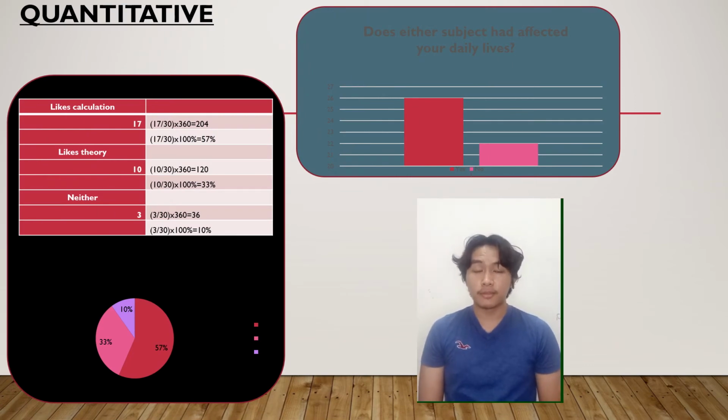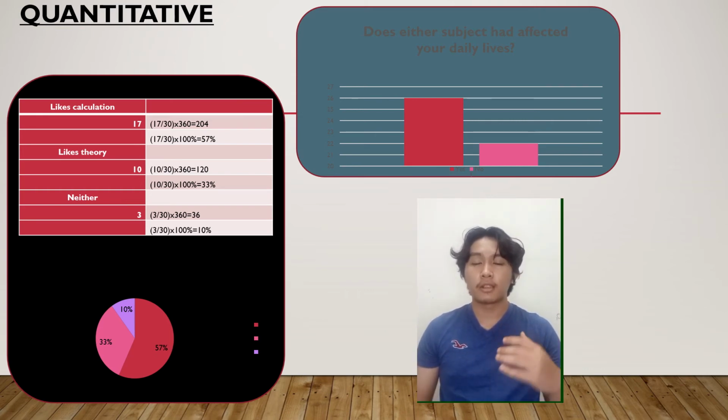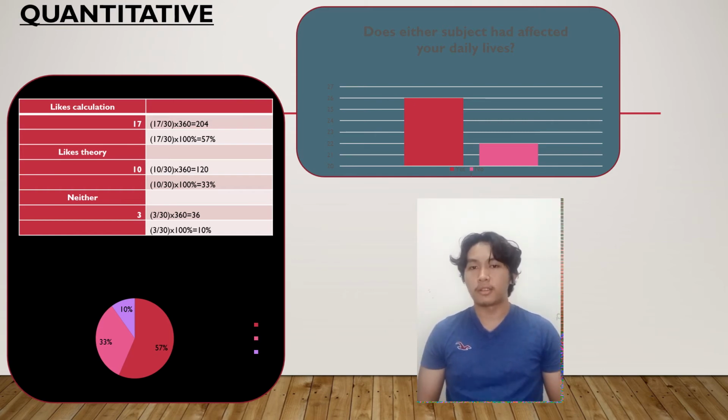Next, quantitative. The chart on the left is called a pie chart. For this chart, we use the question why did you pick the chosen subject? For this question, it only has 3 answers. One of them is either they like calculation, or they like theoretical, or none of them. Based on the pie chart, it shows that 57% of the students like calculation rather than theoretical subjects. This shows that calculation subjects are more interesting to learn than theoretical subjects.